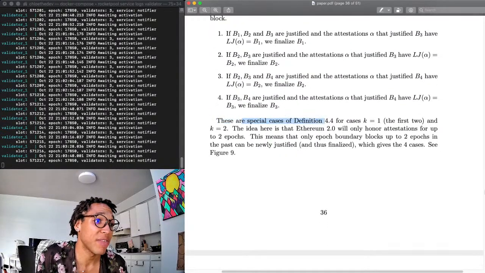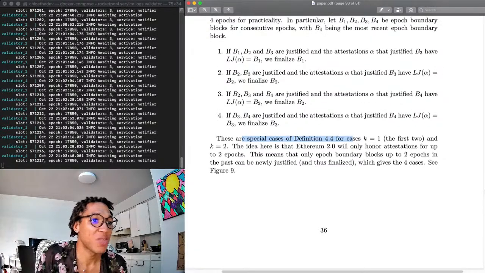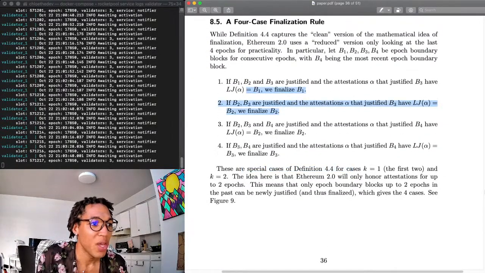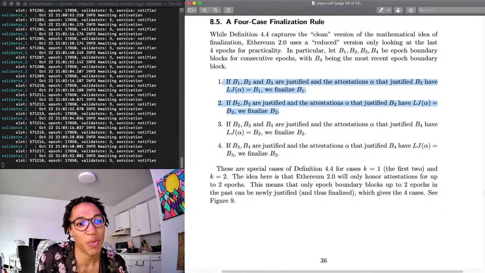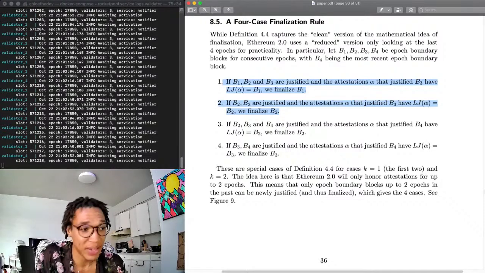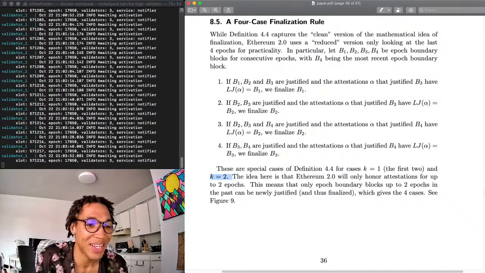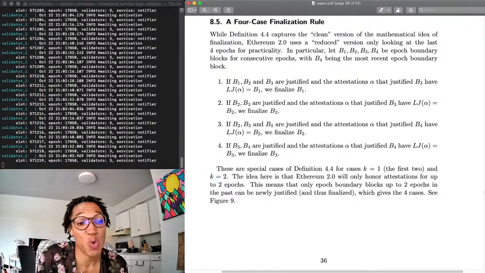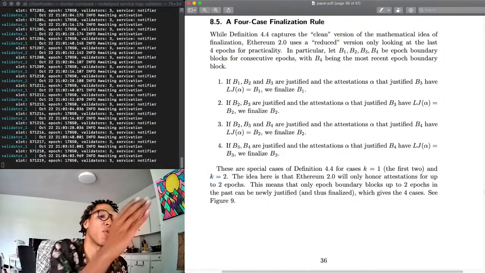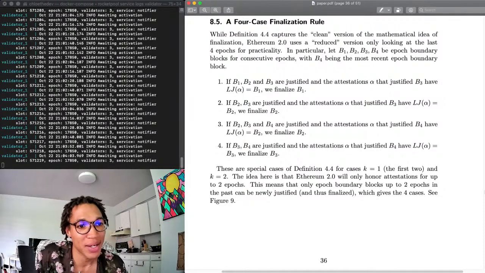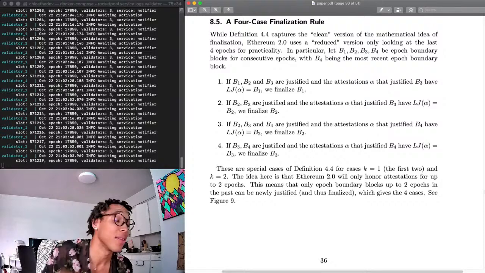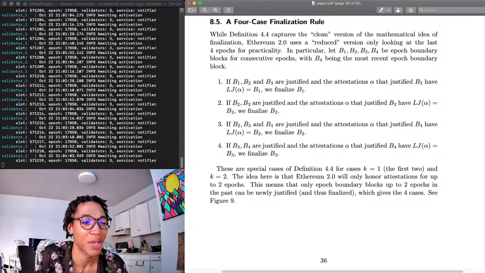These are special cases of definition 4.4 for cases where k equals 1, the first two, and k equals 2. The idea here, so k equals 1, is you're finalizing the block right after the one before 2 has been justified. And then k equals 2, I guess there'd be specific instances where k equals 1 isn't the case, and therefore you are finalizing a block like 2 behind the most recent justified block.